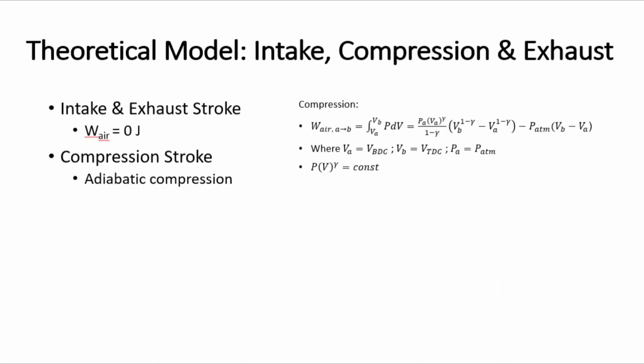After determining the experimental air work, it's important to evaluate the theoretical model. Due to the opening of the intake and exhaust valves, pressure is assumed to be atmospheric for the intake and exhaust stroke. Therefore, air work will be 0. During the compression stroke, the system undergoes adiabatic compression, meaning no heat loss. The air work can be calculated by integrating the gauge pressure with respect to volume from the start of the compression to the end of the stroke. Lastly, the pressure at the end of the stroke can be calculated using the adiabatic condition where PV to the gamma is constant.